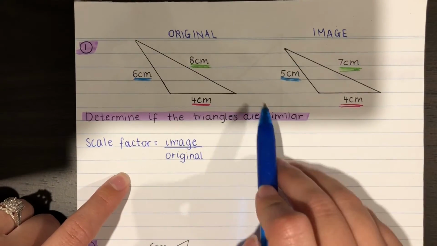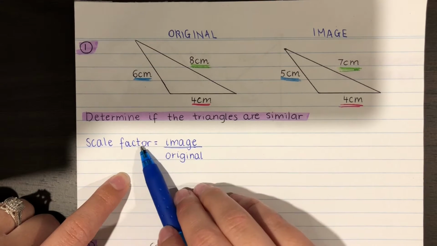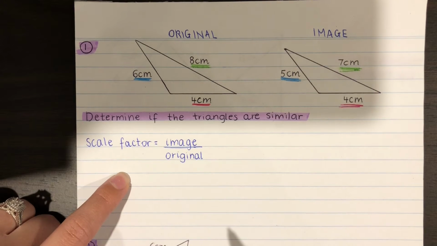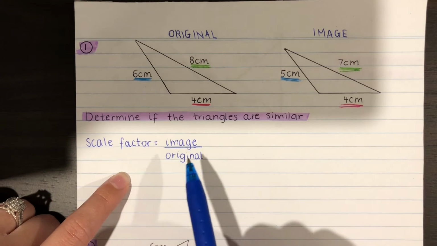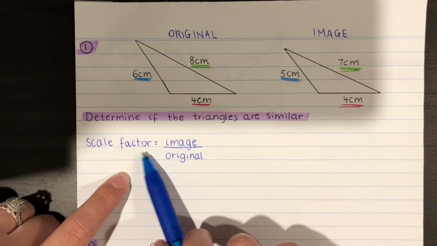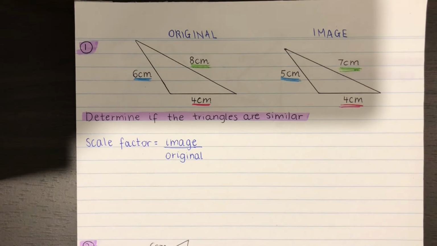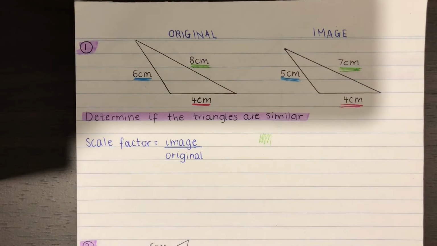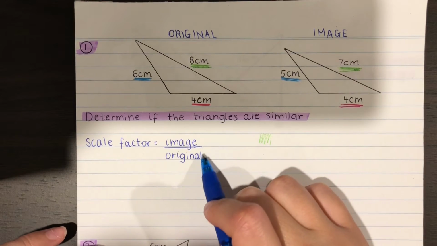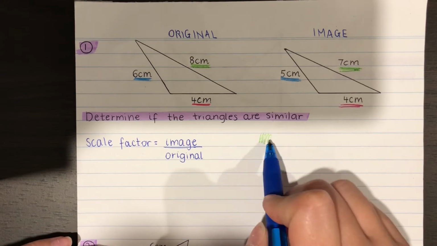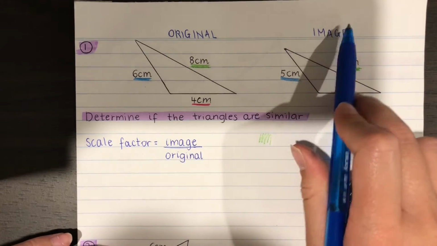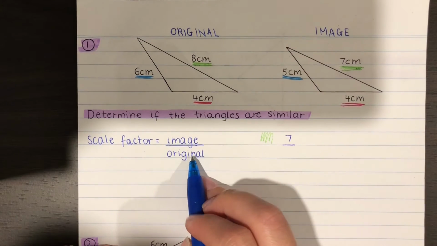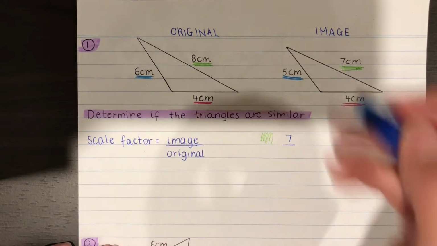For these two triangles to be similar, you need to find the scale factor of every single side length of the triangles, and they all need to equal the same number when you put them into this formula. We'll start with green. It's image divided by original. The image of green is 7 divided by the original of green, which is 8.